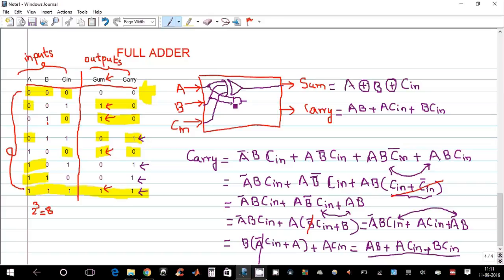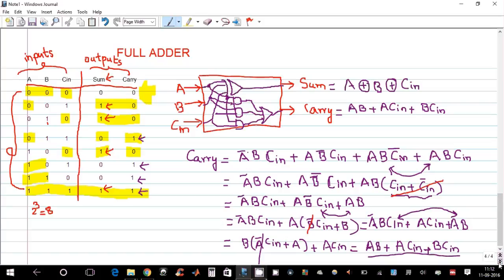the AND of a and b, then the AND of b and c, then I can take the input from here, then I require the AND of a and c. Now these three must be ORed to generate the carry value. So this is our black box for the full adder.